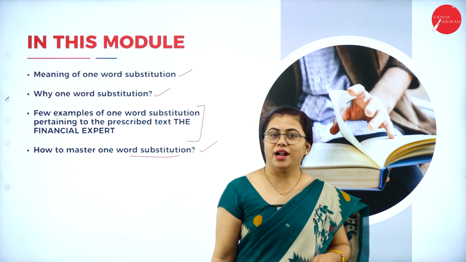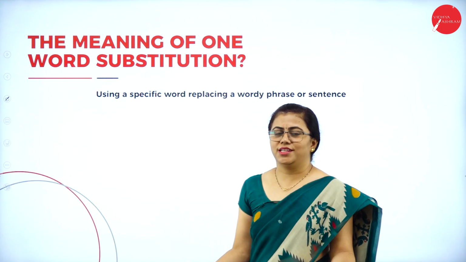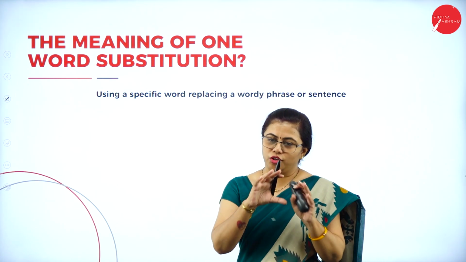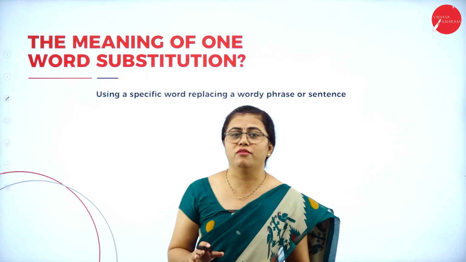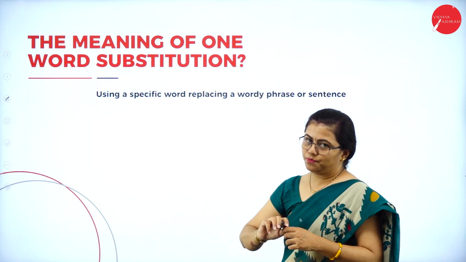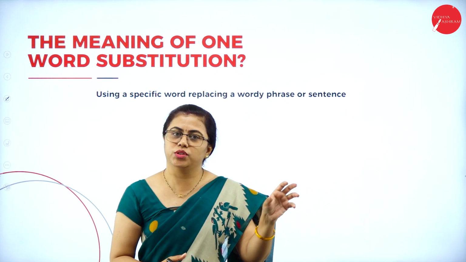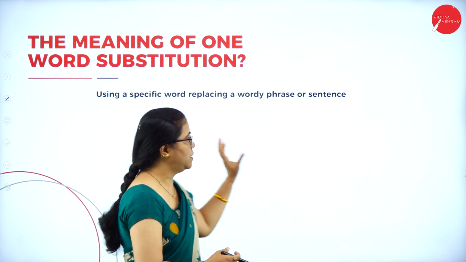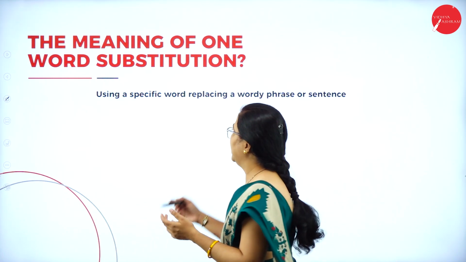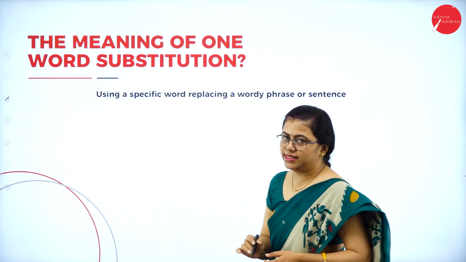At first, we'll understand what the meaning of one word substitution is. It is very simple. If you have a very long sentence and you use specific words, you just take out a few words and add one specific word to the sentence. You just substitute so many words with only one word. It can be a phrase or a sentence.